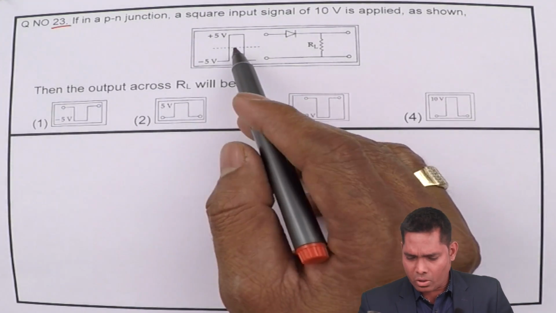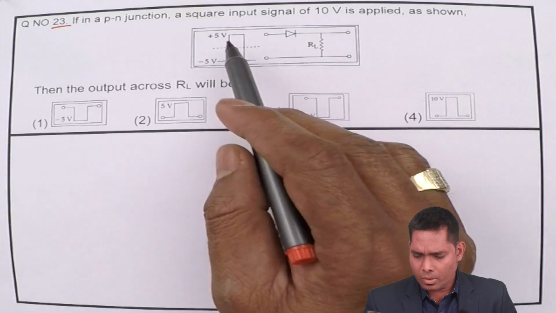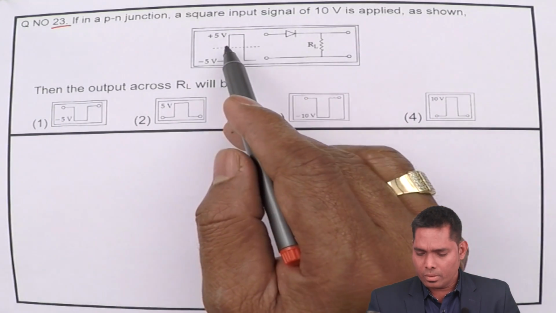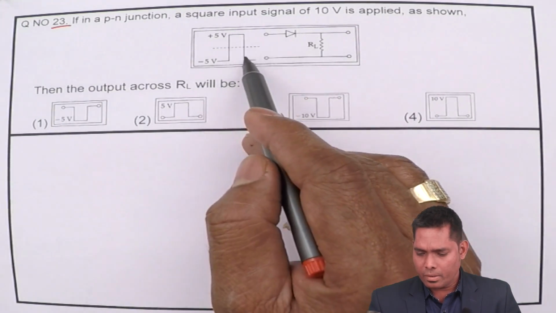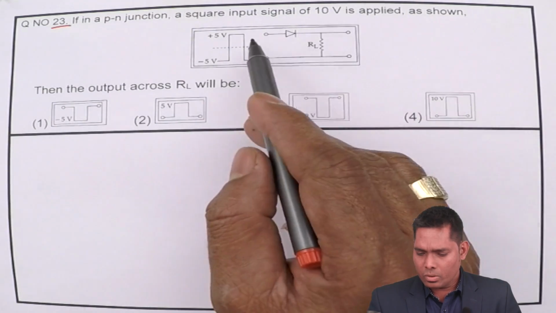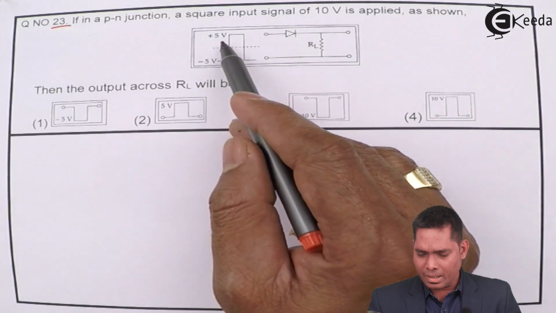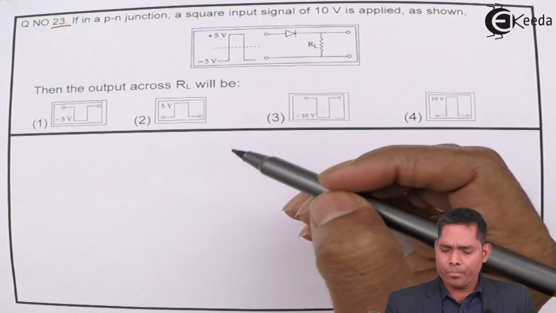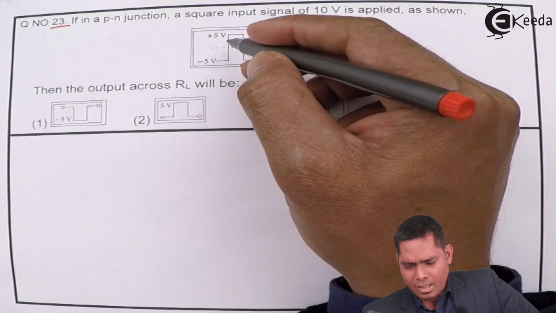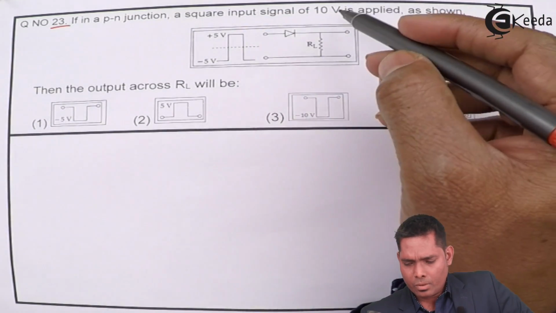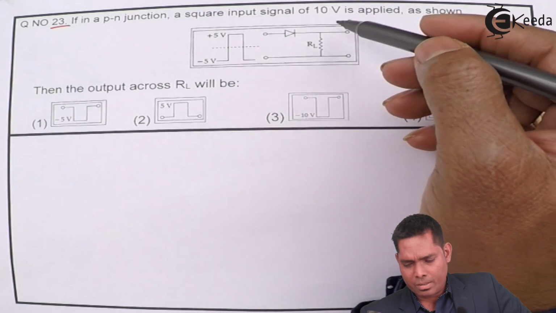So, it is a PN junction, and a square input signal of 10 volt is applied. This is the square signal, 10 volt. This is 5 and 5, so basically its amplitude is 5. Firstly you must remember this amplitude is 5, this is not 10. The input signal voltage is 10 maximum.